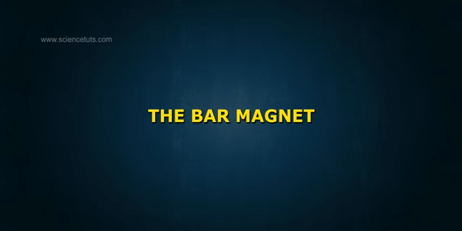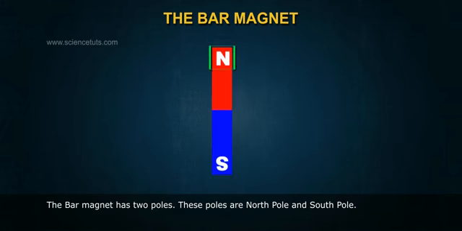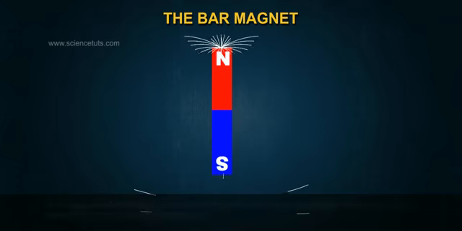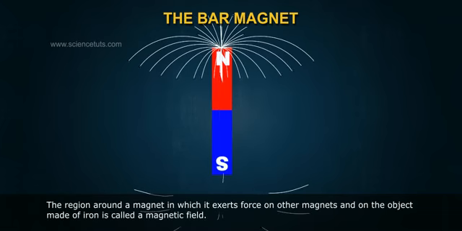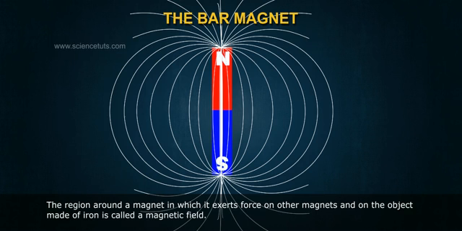The bar magnet. The bar magnet has two poles. These poles are North Pole and South Pole. The region around the magnet in which it exerts force on other magnets and on objects made of iron is called a magnetic field.